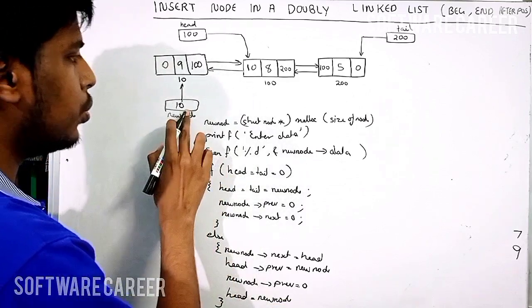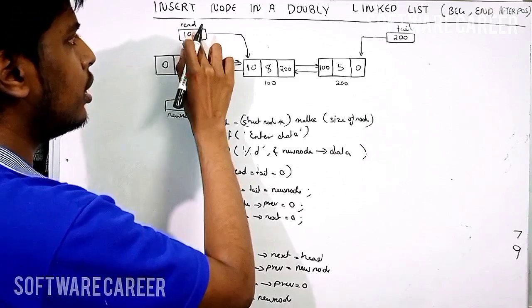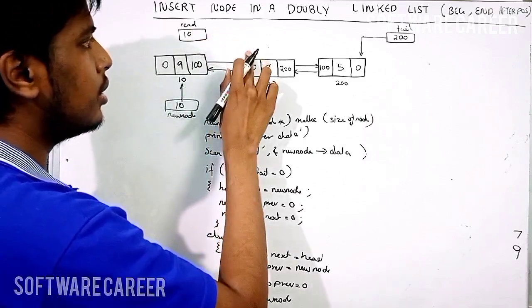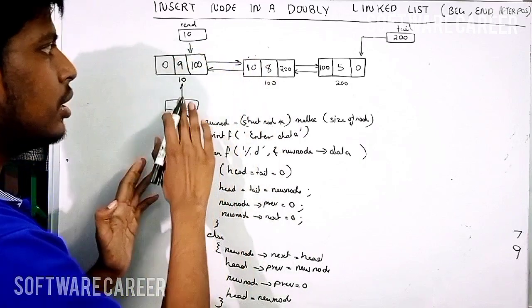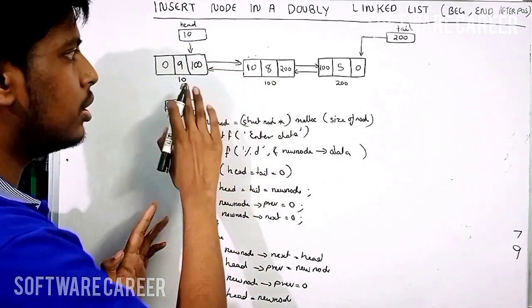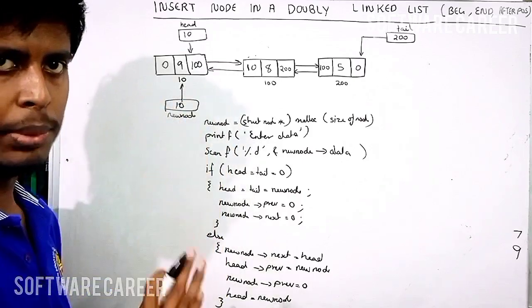Now see, what is the new node address? 10. So 10 is stored in head. So this link gets cancelled and head is pointing towards this node. Now you have inserted a node. This is how you should insert a new node at the beginning of a doubly linked list.